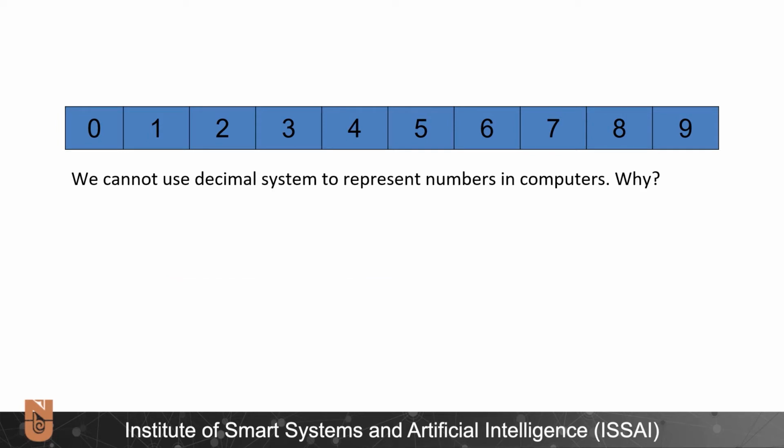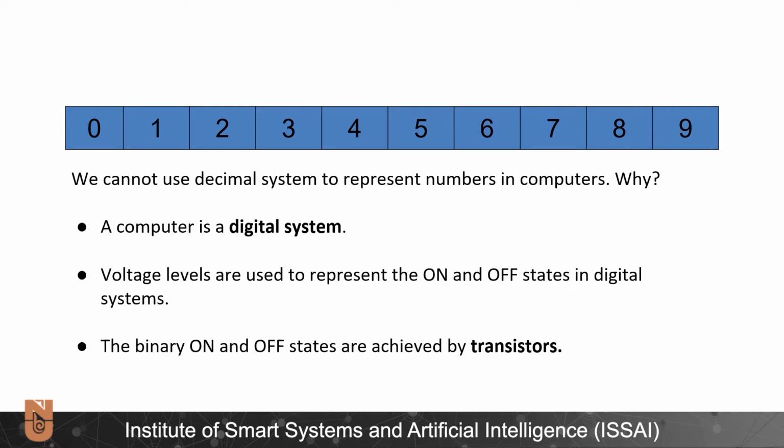But we have one problem related to the decimal system. We cannot use it to represent the numbers in computers. And the question is why? Because a computer is a digital system. And in digital systems, we use voltage levels to represent on and off states to build logic and arithmetic operations. These binary on and off states are achieved by transistors.